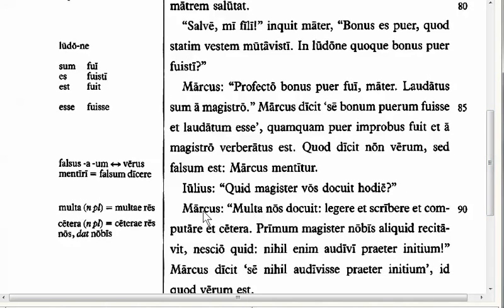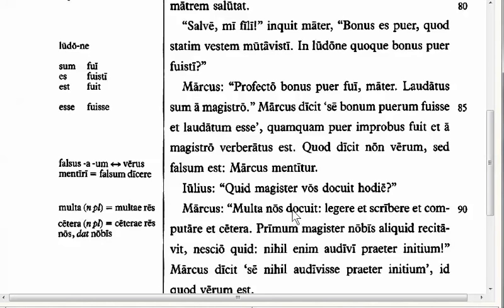And we have Marcus, who says, multa nos docuit, legeret, scriberet, computaret, etc. He taught us many things. Multa. You will frequently see adjectives like multus, multa, multum, many or much. You will see them used in substantive ways where they stand as nouns.